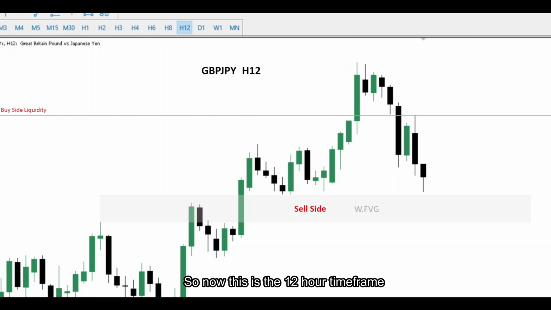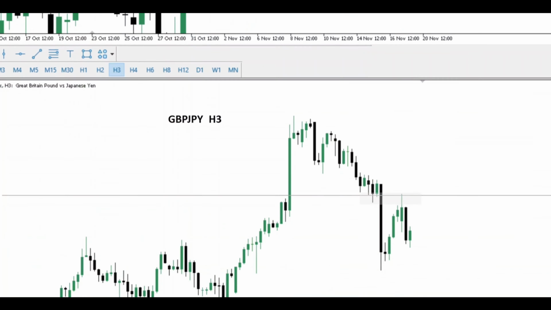So now this is the 12-hour time frame. Don't forget that we are still seeking the weekly sell side internal range liquidity. So you shouldn't get lost in the lower time frames. So on the top side, we had a rejection from that fair value gap. In that moment, this time frame still looked bullish, so I went lower for more insight.